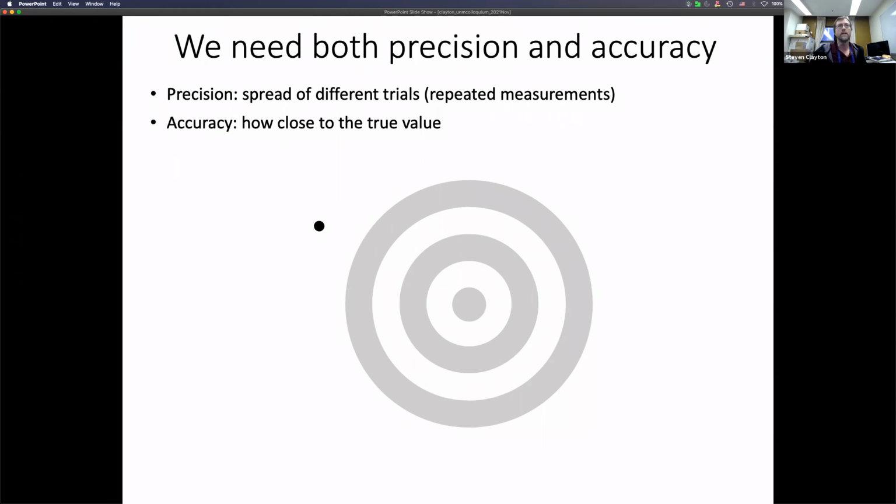Precision being the spread of the different trials. Here it's like a BB gun target or something like that. So just imagine repeated measurements. If they're all in a nice cluster, then you'd say, hey, I have a precise experiment. What we don't know, however, is this bullseye. We have to try to design an experiment that is accurate.